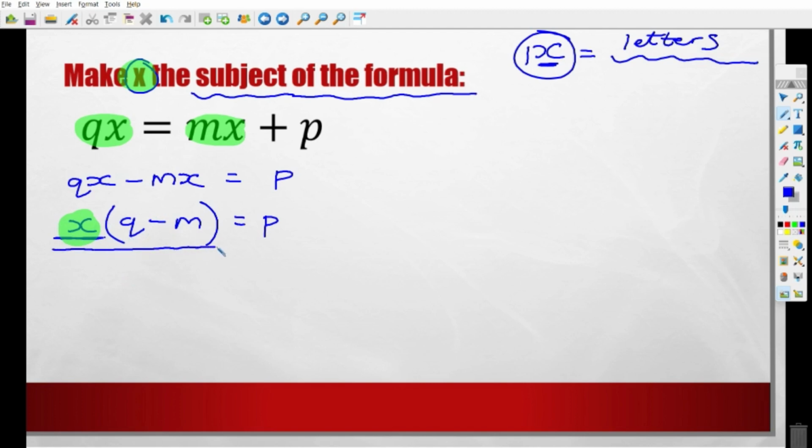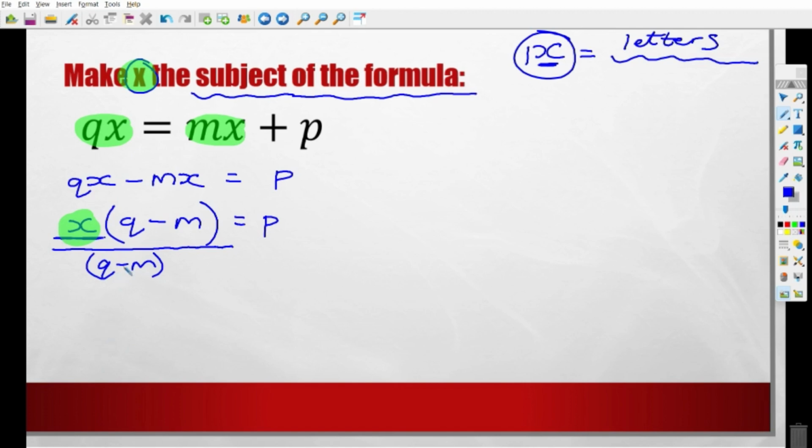Divide. Okay, but what am I dividing by? Everything that isn't the x. Right? Some of you just divide by x. Why? Then you're going to cancel the x's out. No, I want x. So I'm dividing by whatever isn't x, which is q minus m. Can you see that?